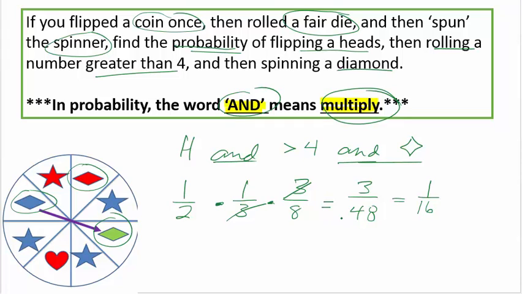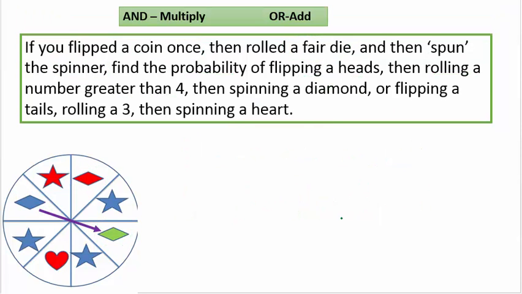So keep in mind, the most important thing from that page is to remember that and means multiply, and we're going to add something to that here. And means multiply, and in probability the word or means add. Okay, or means add, and means multiply.